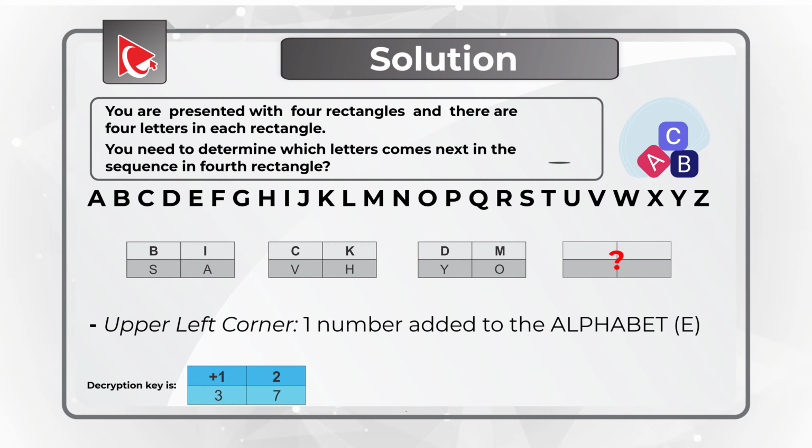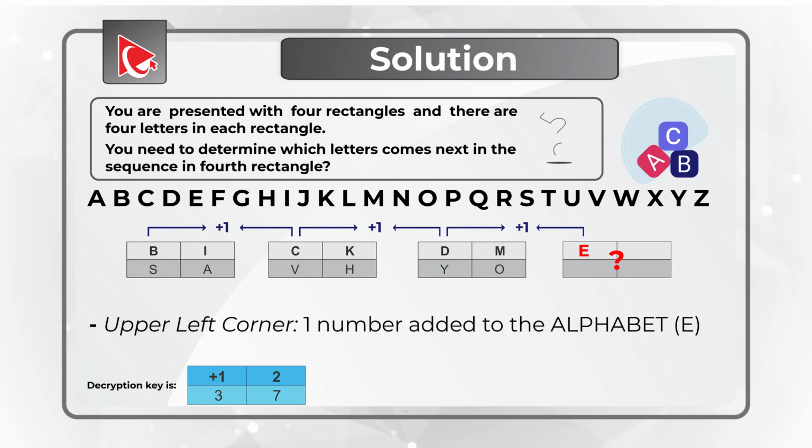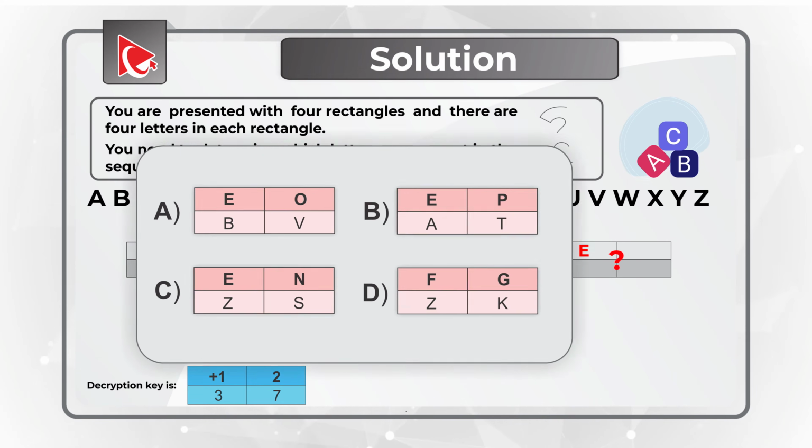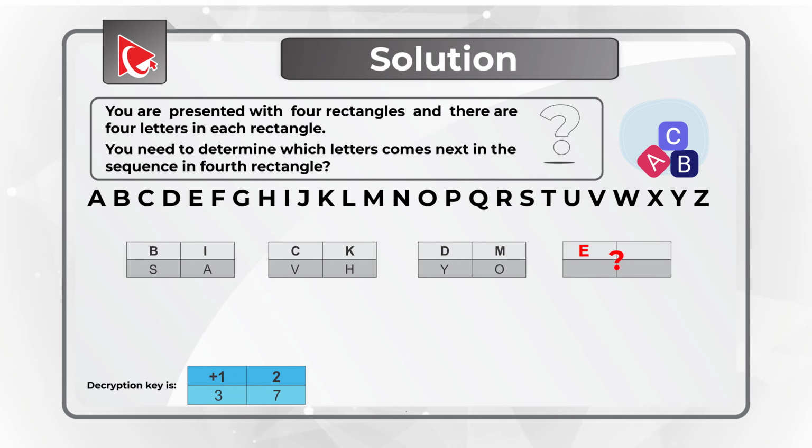You see that the letters are B, C, D, and they match the English alphabet 1 to 1. So the next letter would be E. But if you look at the set of answers, choices A, B, and C all have letter E in the upper left corner. Now let's look at the upper right corner of the rectangles.